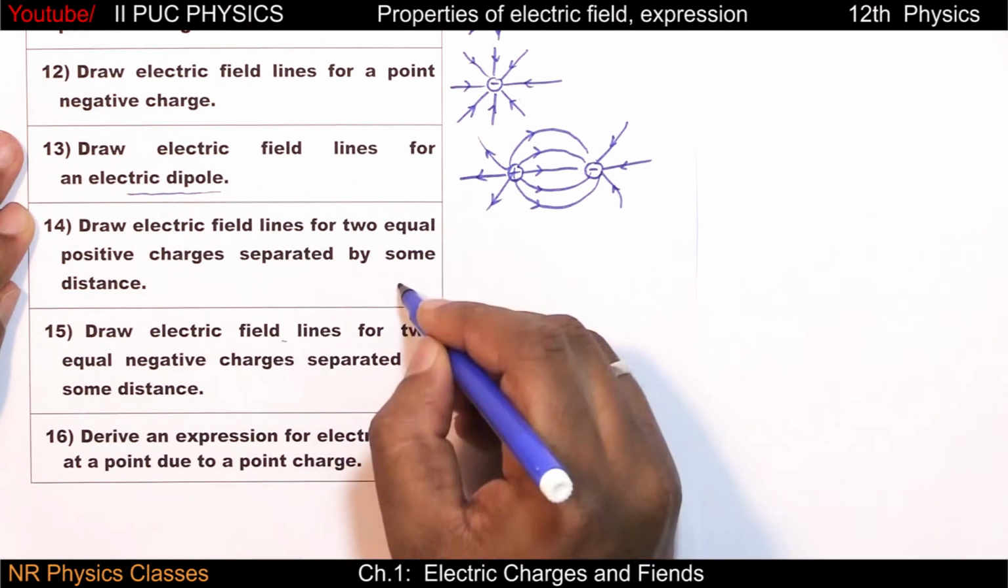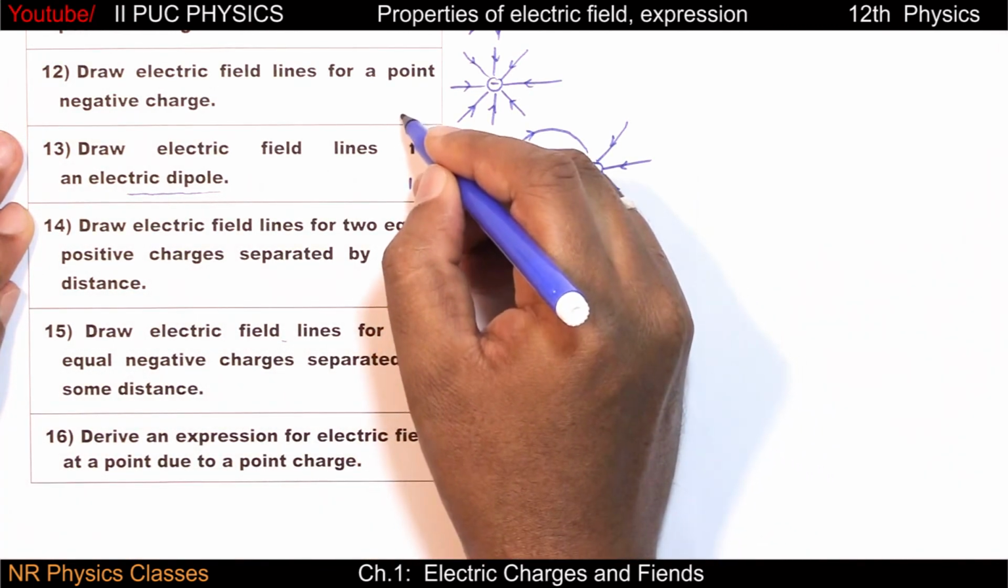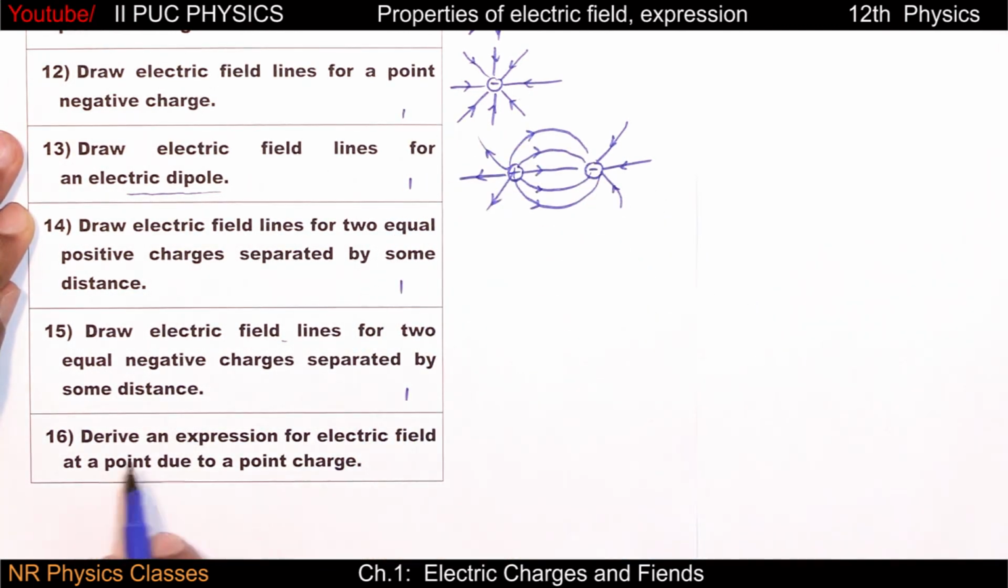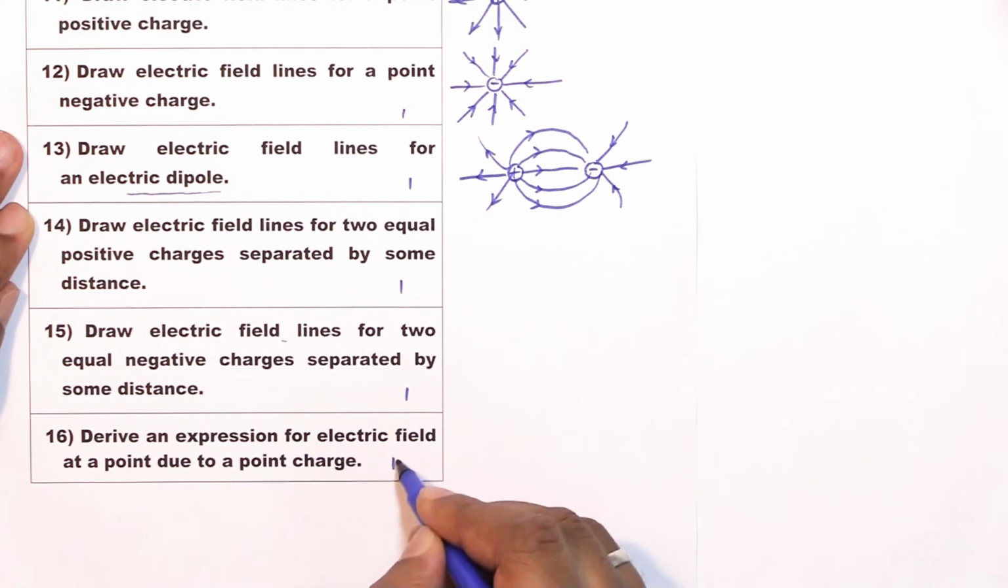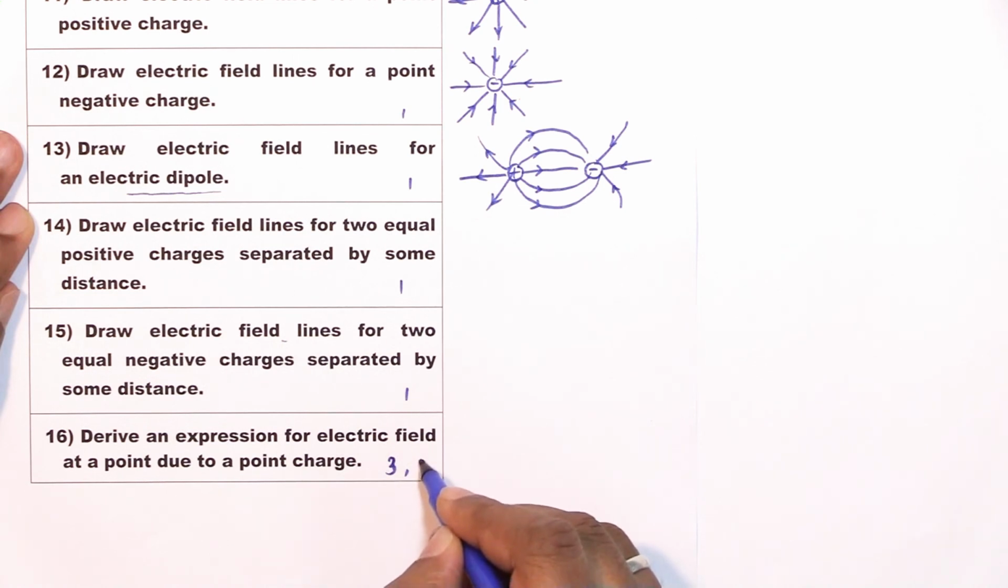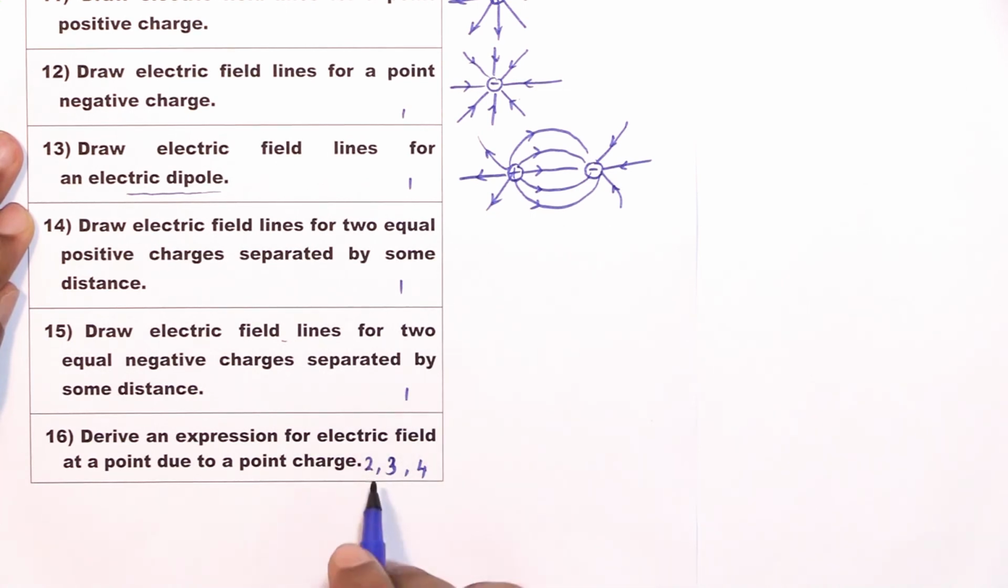Derive an expression. 1 mark, 1 mark, 1 mark. Derive an expression for electric field at a point due to a point charge. It could be for 3 or 4 marks. It can even be asked for 2 marks. 2, 3, 4.